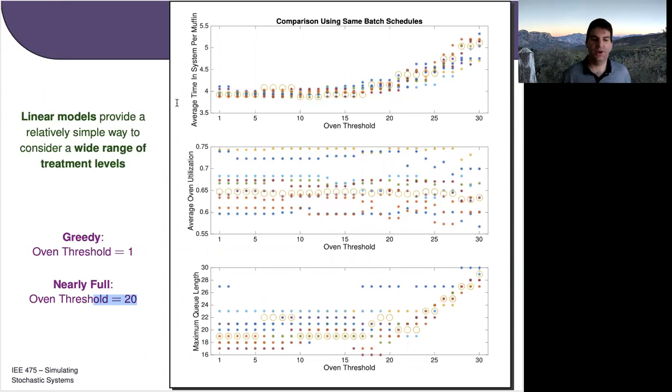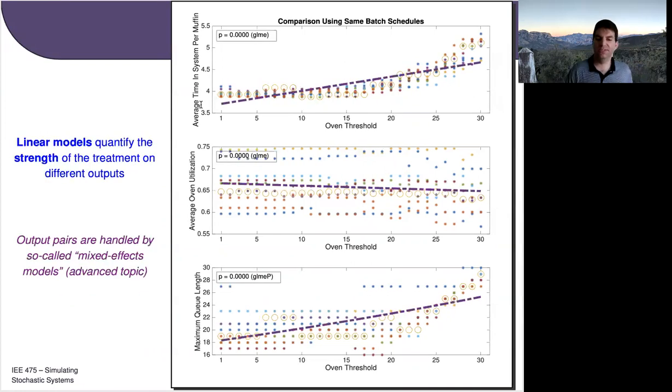And so with all of these data, where your nearly full is here at 20 and your greedy is here, and then there's a bunch of other policies here, then I start seeing some patterns arising. And those patterns are why we have linear models. Linear models help us to better understand those patterns, so that we can see that, in general, as you increase your oven threshold, you are going to increase the average time in the system.